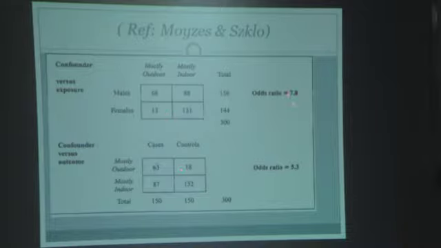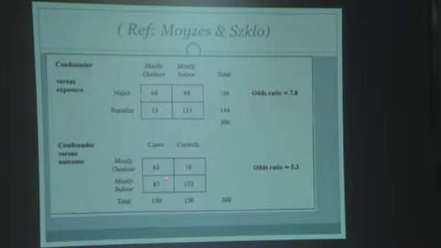If there is a relationship here, there is a relationship definitely here because the odds ratio is 7.8. Our conclusion here is that yes, being male increases your odds of working outdoors because the odds ratio is 7.8. It means the confounder is associated with the exposure. Being male, which is the exposure, is related to working outdoors. If you're male, you're 7.8 times more likely to be working outdoor than if you're a woman.